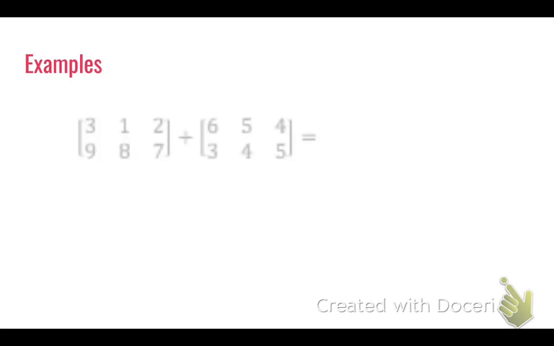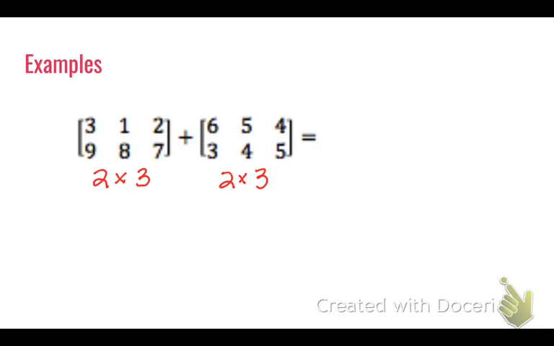So for example, 3, 1, 2, 9, 8, 7, 6, 5, 4, 3, 4, 5. So this is a 2 by 3 matrix being added to a 2 by 3 matrix, which means as a result, I'm going to have a 2 by 3 matrix.